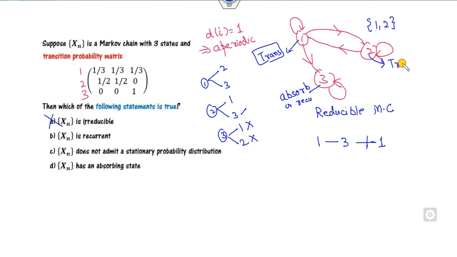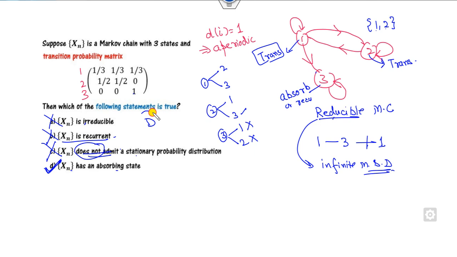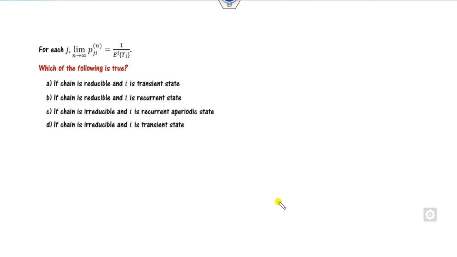transient. This is recurrent. So Xn is a recurrent, it happens only when all are my recurrent, but it is not true. Xn has absorbing state, yes. It does not admit a stationary. That's the wrong statement, because it is reducible, so it has infinitely many stationary distributions. But he said does not. So this option is cancelled. The right option is only D, the correct answer.